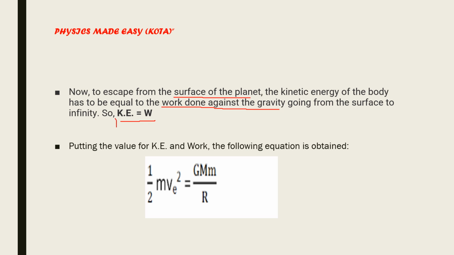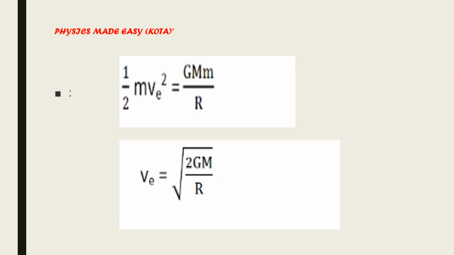Now from this we can write this mathematically as half m v_e squared is equal to GMm divided by R. Here v_e represents the escape speed with which the body is moving against the gravitational attraction or gravitational pull of the earth. From the equation half m v_e squared is equal to GMm over R, we get the expression for v_e. So v_e is equal to under root of 2GM divided by R.